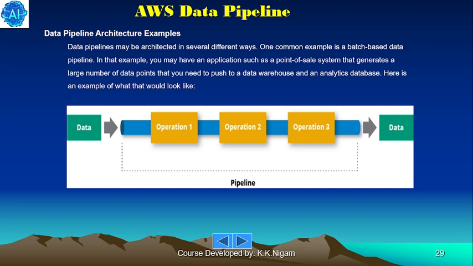Data pipeline architecture examples. Data pipelines may be architected in several different ways. One common example is a batch based data pipeline. In that example, you may have an application such as a point of sale system that generates a large volume of data points that you may need to push to a data warehouse and an analytics database. Here is an example of what that would look like.